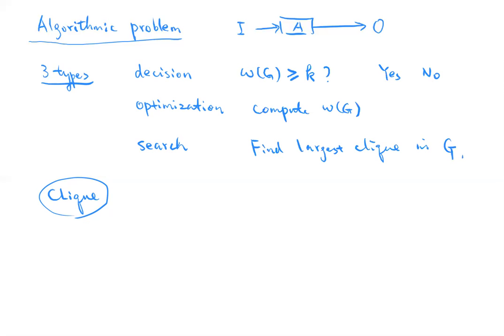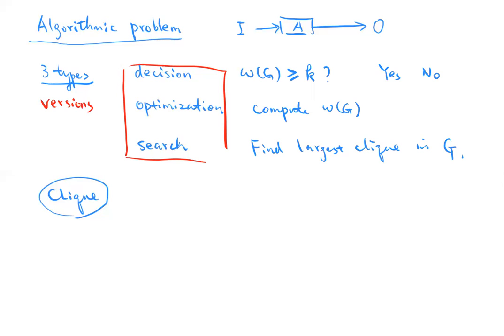So each problem is related to three different versions. One is the decision version, where the answer will be yes or no. One is the optimization version, where we just want to find the value of an optimal solution. So that's just the value of an optimal solution. And then the search version, where we want to find an actual optimal solution.